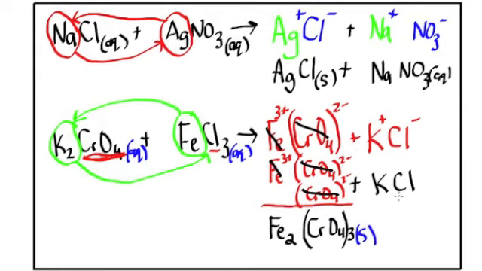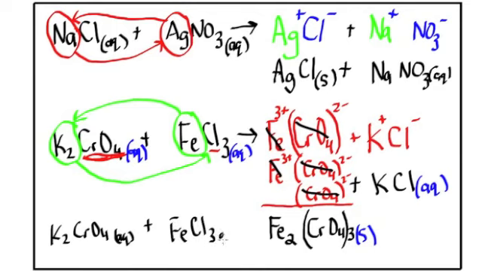And chlorides tend to be soluble. Group 1s also tend to be soluble. There's 2 rules there, so this is definitely soluble. And so I'm going to end up with, we do it in black, K2CrO4 aqueous plus FeCl3 aqueous produces Fe2(CrO4)3 solid plus KCl aqueous. And there's our answers.